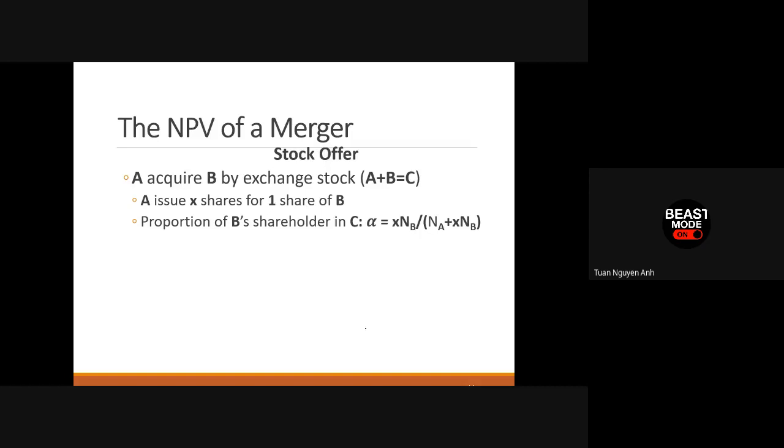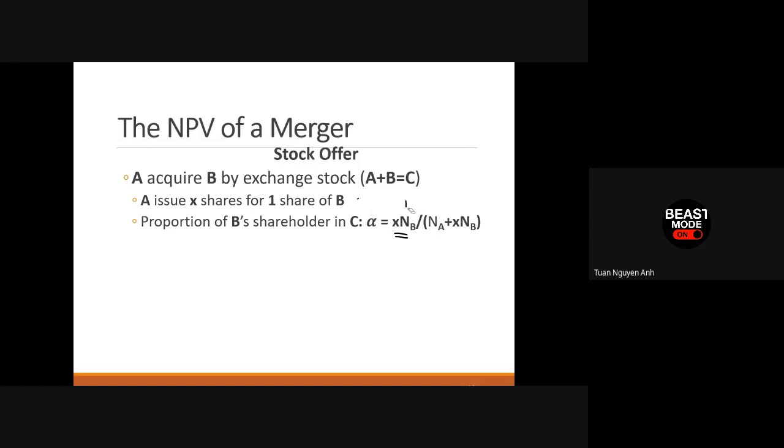This is a little bit different because there is no cash. If there is no cash, A acquires B by exchange of stock, so A has to issue some shares to exchange for B. Here we assume that company A issues X shares for each share of B. So the number of new shares is X multiplied by the number of shares of B. That is the number of shares company A has to issue.